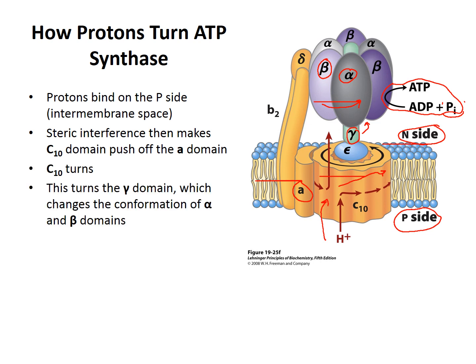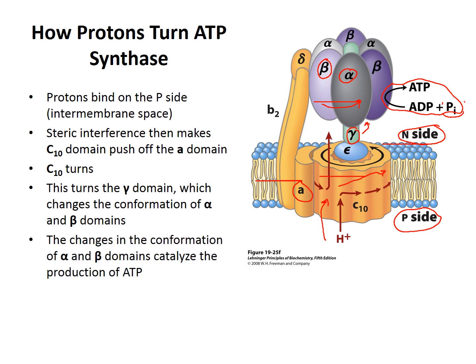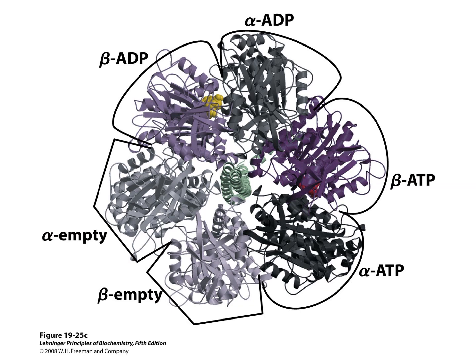C10 turns. This turns the gamma domain, which changes the conformation of the alpha and beta domains up at the top, as I mentioned. The changes then catalyze the production of ATP, as I also mentioned. So here's a top-down look at the alpha and beta domains of ATP synthase. We're looking down on that gamma domain in the middle, and it's connected to the alpha and beta domains. And there are 3 sets of alpha and 3 sets of beta domains here around the circle.